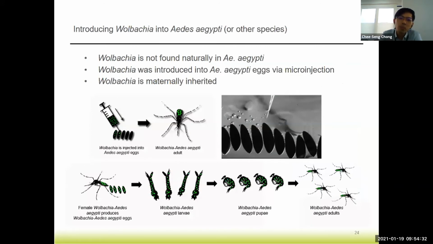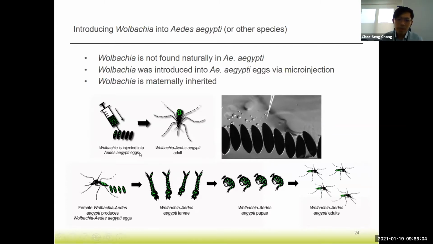One interesting fact about Wolbachia is that it's not found in the primary vector of dengue, Aedes aegypti. So naturally, Aedes aegypti do not carry Wolbachia, and then the question is, how do you actually have Wolbachia infected Aedes aegypti in the first place? This is just to show you some of the concepts as to how this is developed in the laboratory before it's scaled up.